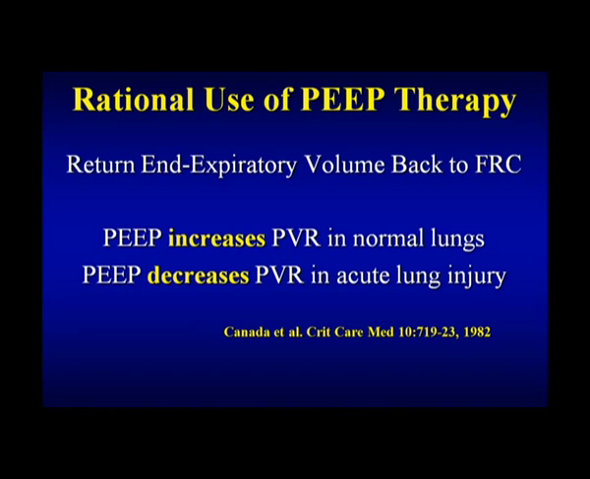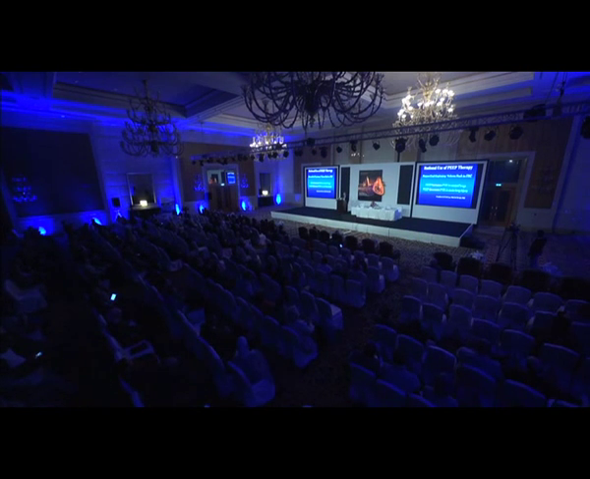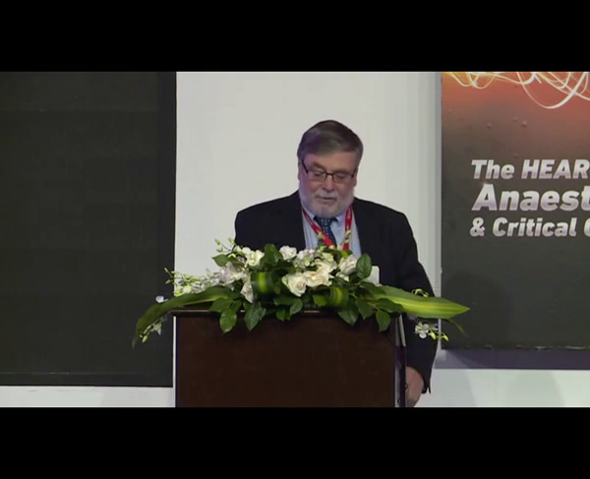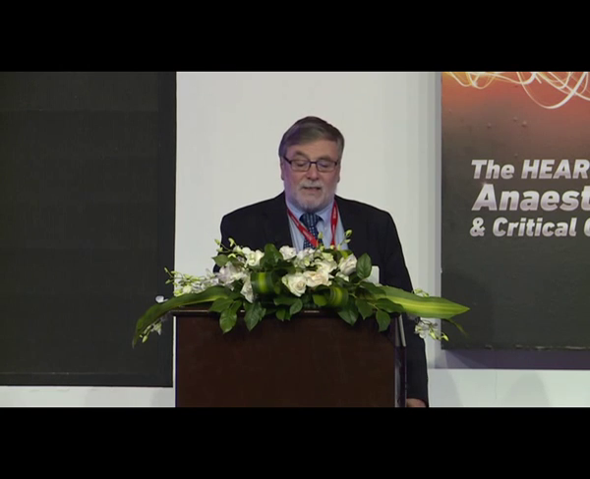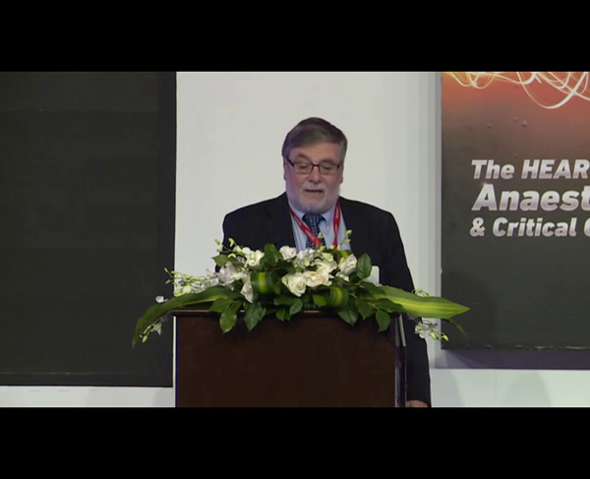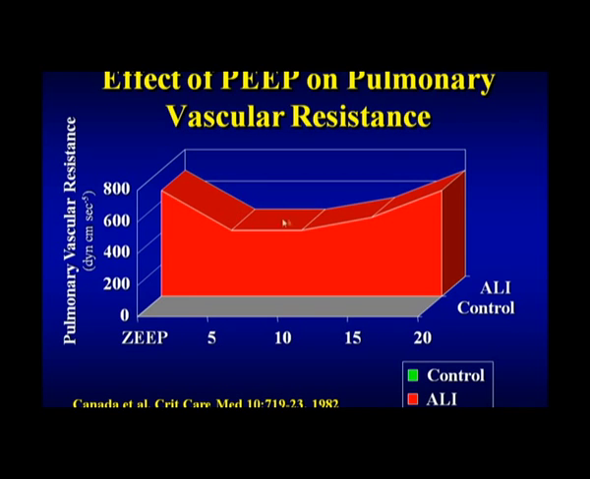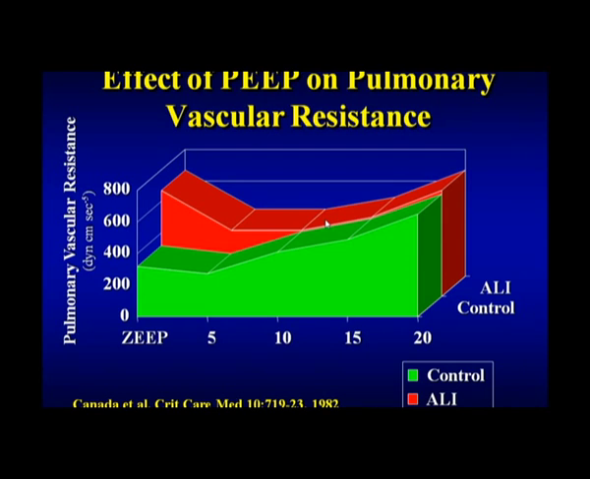Well, if this is true, then PEEP should recruit lung units, but if I have too much, it should hurt them. So Canada et al. looked at pulmonary vascular resistance of lungs in which they caused one lung to be injured and the other not in a dog. And they progressively increased giving PEEP. And at baseline, the sick lung had a very high vascular resistance, which fell when the PEEP was added, 5, 10, and 15. This is almost assuredly hypoxic pulmonary vasoconstriction being reversed.